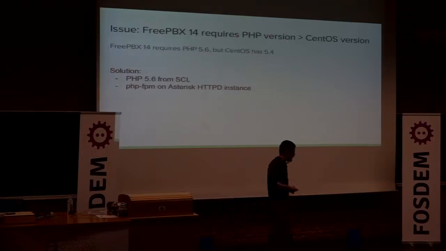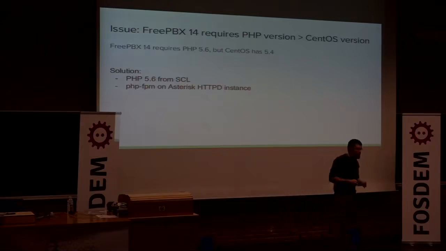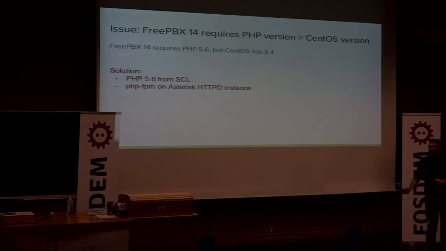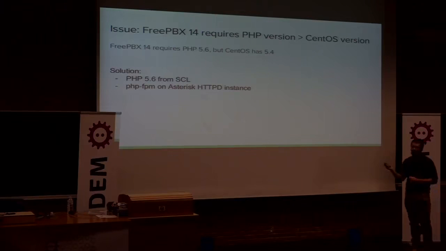The second problem here is the PHP version. We use the upstream CentOS PHP version, and in our case, CentOS 7 has 5.4. FreePBX 14 needs 5.6, but we don't want to install 5.6 for everyone because it can break other applications. So we installed PHP from SCL, and since we already use another HTTPD instance, we configure this instance to use PHP-FPM from the newer version of PHP.